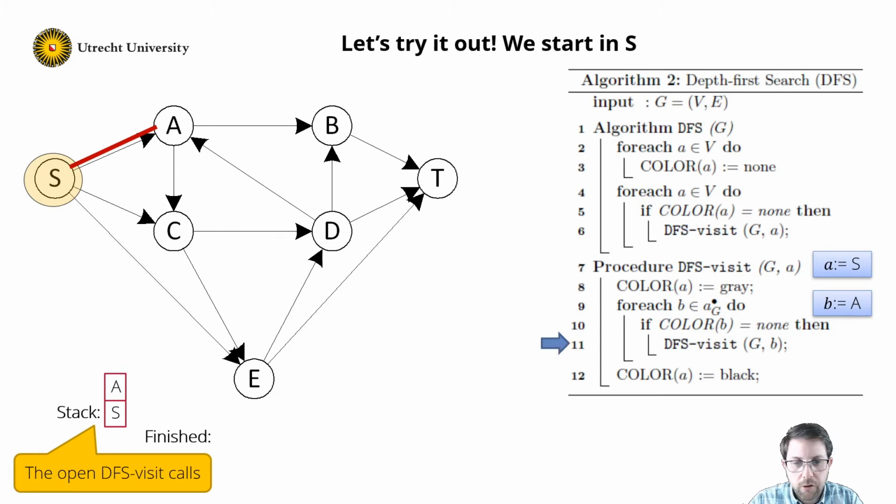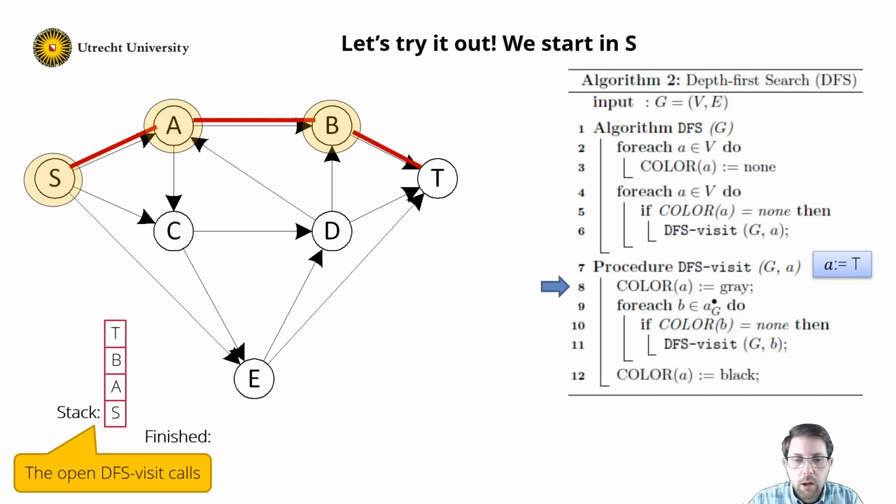So, a new procedure, I'm going to call it on node A. I color it, and I'm going to choose one of the neighbors that is not yet colored. Let's take B. So again, I put B on the stack, and I'm going to visit it. I need to color it. I'm going to choose one of the neighbors that is not yet colored. In this case, that is T. And I'm going to visit T. So I put it on the stack.